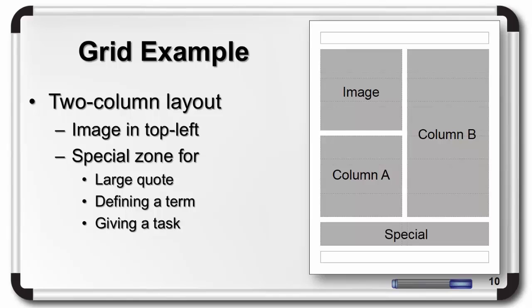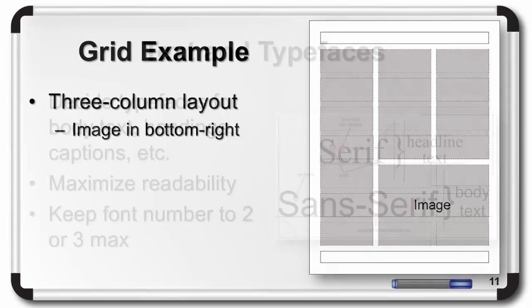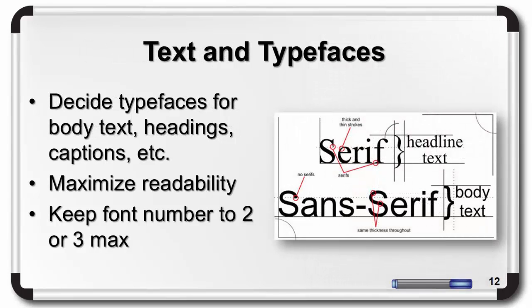Here, for example, is a 2-column layout with an image in the top left and a special zone in the bottom that could be used for quotes, a definition, or an activity. And here is a 3-column grid demonstrating how the size and placement of images can be determined during the planning phase.